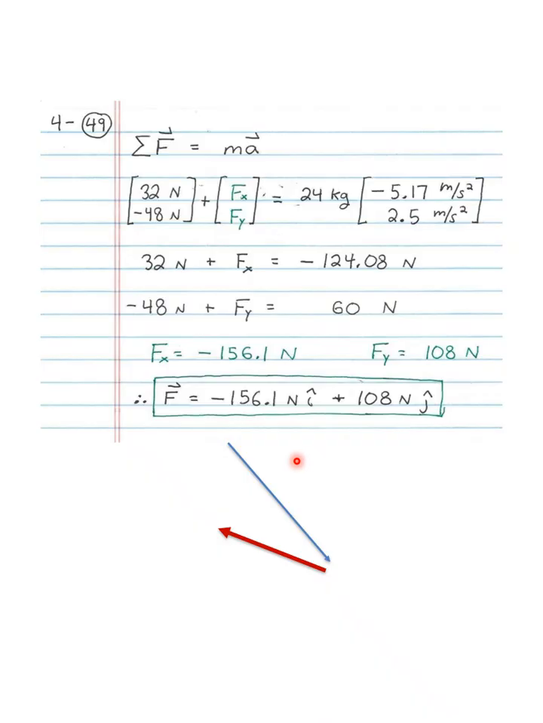I've drawn a picture. My blue vector at the bottom shows the first force. 32 in the x direction, negative 48. That's the way it's pushing. What I've drawn in the red vector is the acceleration, negative 5.17 and up 2.5. And don't pay attention to the scales, the relative lengths of those, because they're not the same dimensions anyway. One is newtons, the other is meters per second squared. But pay attention to the angles that they're facing.